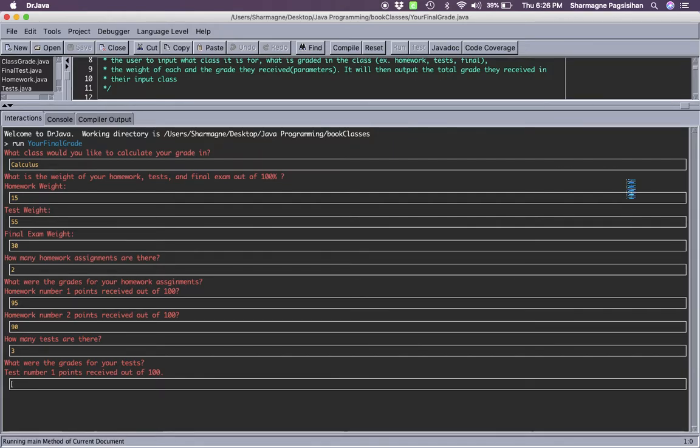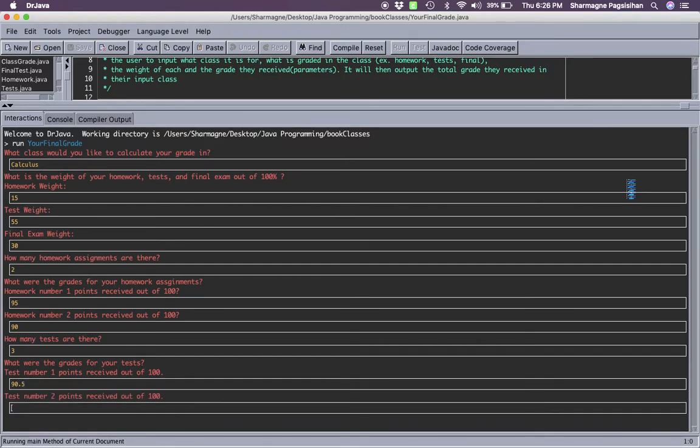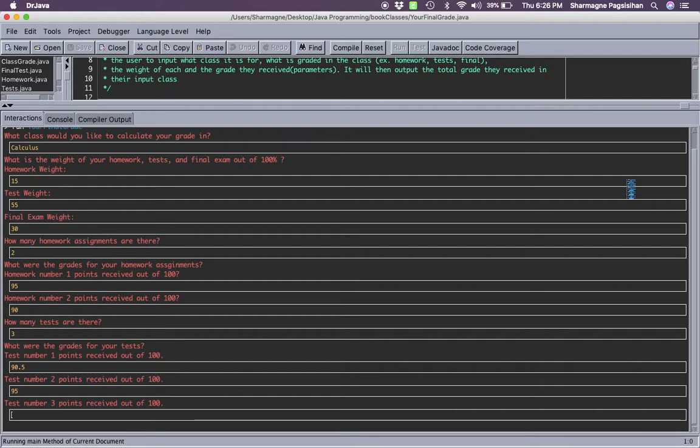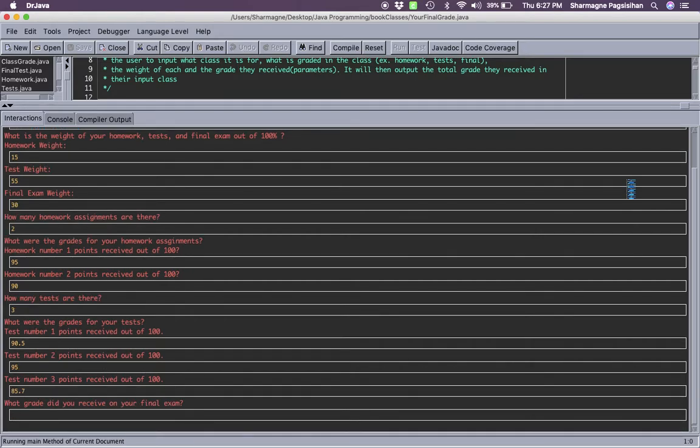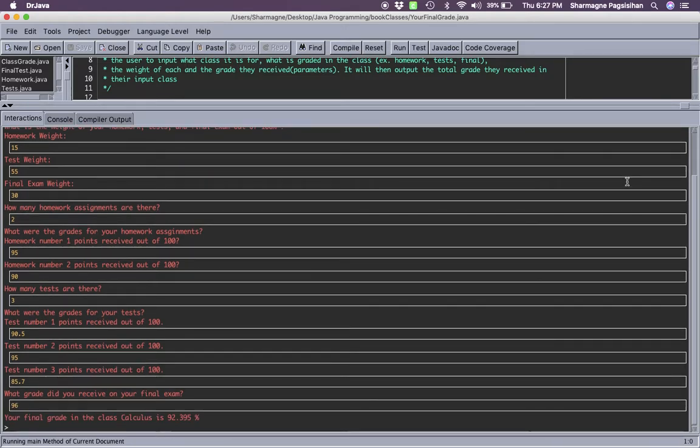On the first test, I got a 90.5. Second one, I got a 95. And the third one, I got an 85.7. Then it's going to ask finally what grade you received on your final exam, and in my case I got a 96, and there it outputs your final grade in the class calculus is 92.39%. So that means I got an A.